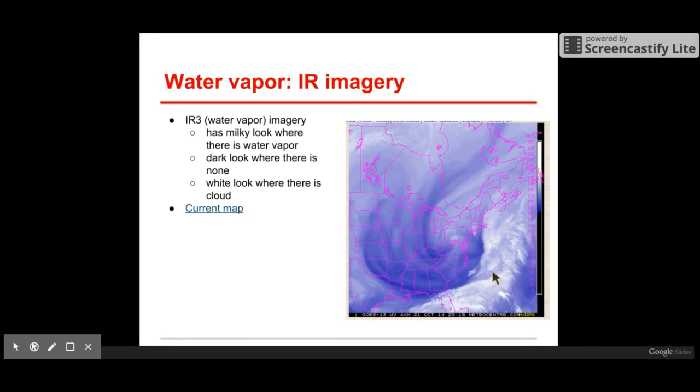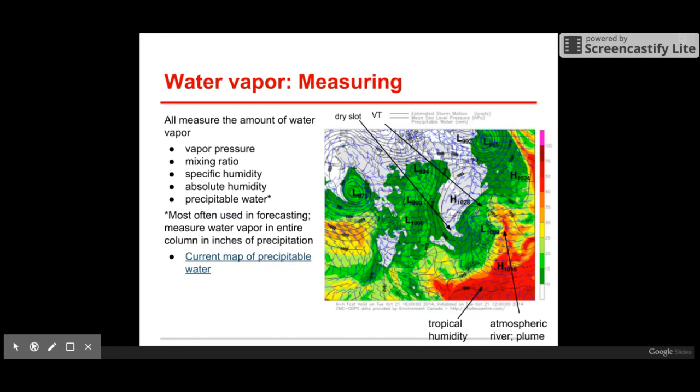Ahead of the dry slot is actually a moisture plume or an atmospheric river extending from the Gulf of Mexico all the way to the eastern coast, northeastern coast of the US. The brightness here indicates not only the presence of water vapor, but where it's totally white actually represents the presence of cloud and probably precipitation as well. But overall, what you see in this map is where there is dry air and where there is humid air.